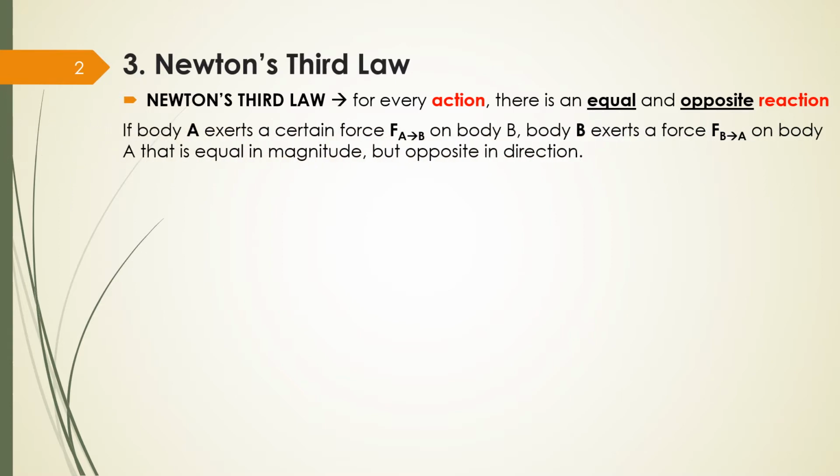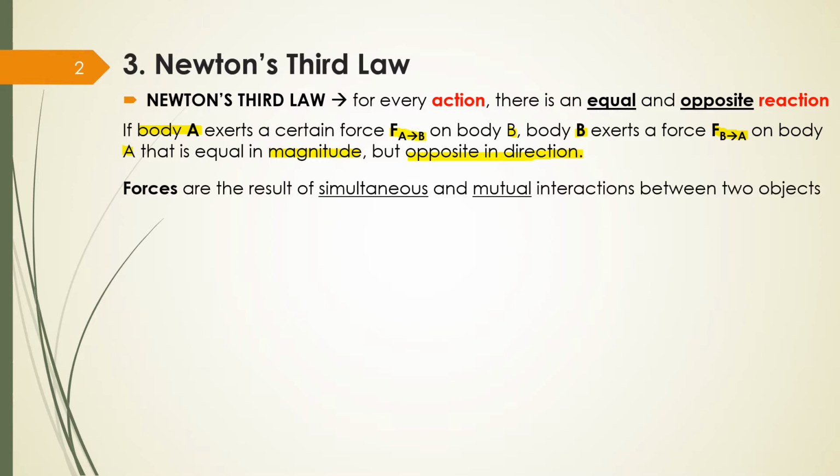So, for example, if body A exerts a certain force, we represent this force as A to B on body B. B also exerts a force that we represent by B to A on body A that is equal in magnitude, so how much, but opposite in direction. Okay, so for example, if A exerts a force of 10 newtons, B will exert the same force of 10 newtons, but in the opposite direction.